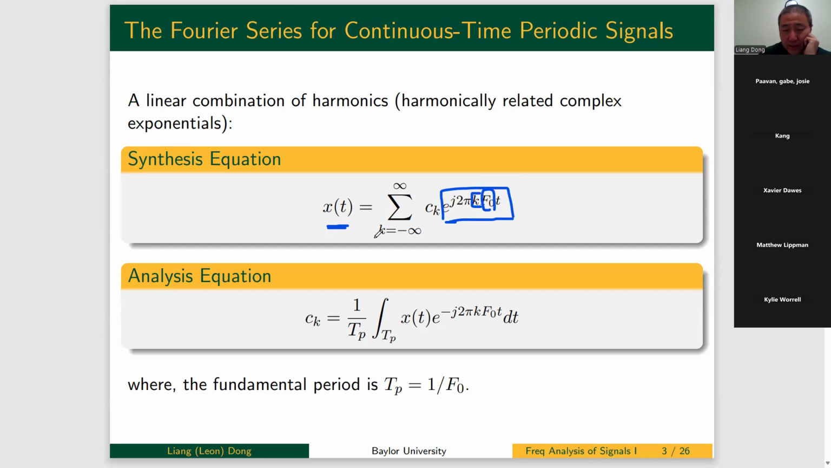K, we will mention, is this index. That's why we call them harmonics. So we have sine waves of frequency f naught, 2f naught, 3f naught, and 0, minus f naught, minus 2f naught. All these are sine waves with frequencies related to the fundamental frequency f0. We can call it harmonically related. And then we add all these together with a weight on each sine wave of c sub k.